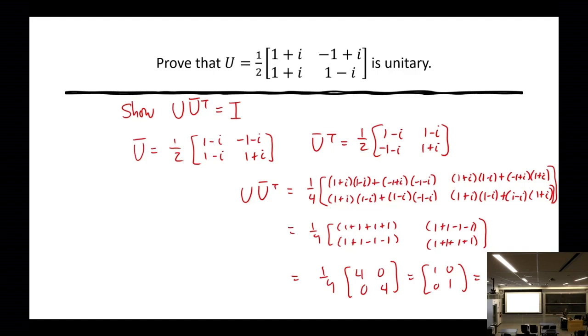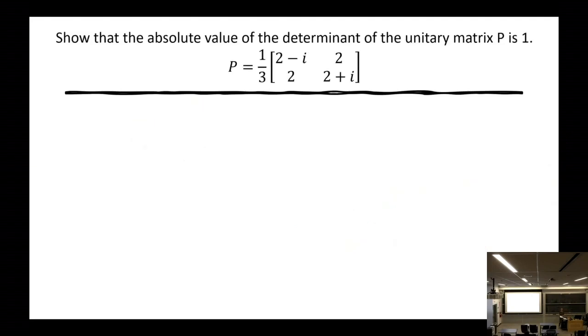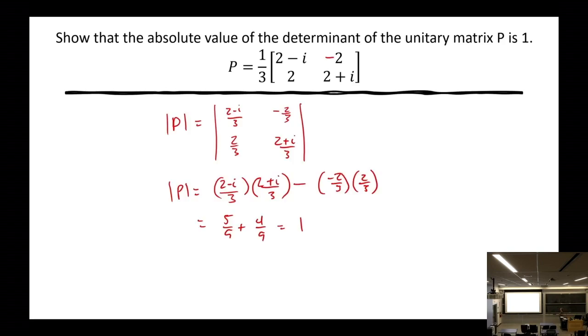Let's do another one for fun. Let's show that the absolute value of the determinant of a unitary matrix P, where P is defined as this matrix here, is 1. It's a simple 2x2 matrix, so not so hard to find the determinant. All right, this one's pretty easy once the minus sign is there. Sorry, I was missing the minus sign at the beginning.